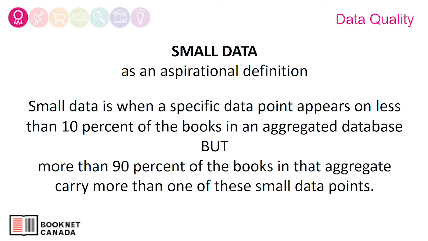Small data is when a specific data point appears on less than 10% of the books in an aggregated database, but more than 90% of the books in that aggregate carry more than one of these small data points. Okay, that's an aspirational definition, not a practical one. I'm critical of keywords, but they would seem to represent the ultimate piece of small data, as they are uniquely chosen to represent the book. The difference with small data is you don't know why the keyword is there. It's a mulch that can include references designed as clickbait squatting in the middle of a database.